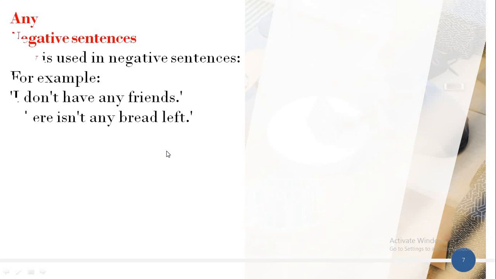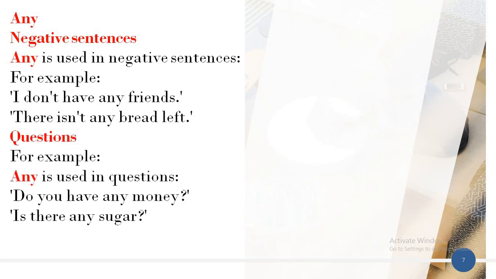Next, we have any. Any is used with negative sentences. Don't forget, we use any with negative sentences. For example, I don't have any friends. There isn't any bread left.